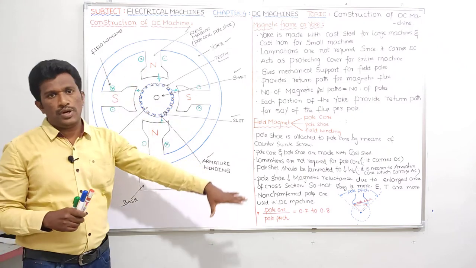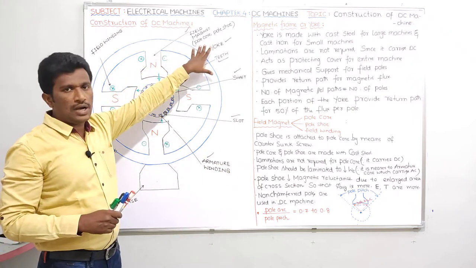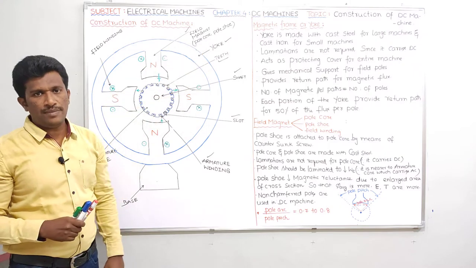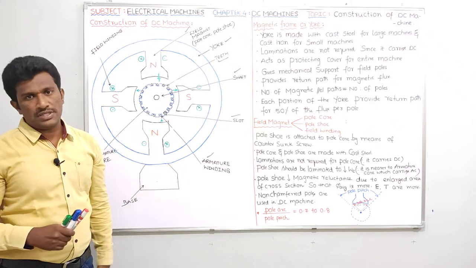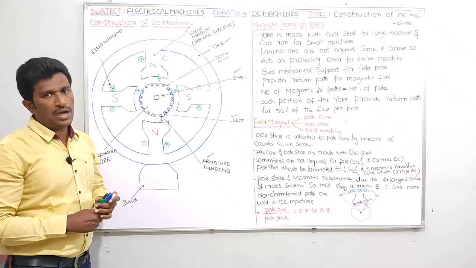In this video, I'm just going to explain about the yoke or magnetic frame and the field magnet. In the next video, we'll proceed with the construction of a DC machine. First of all, let me discuss the magnetic frame or yoke.